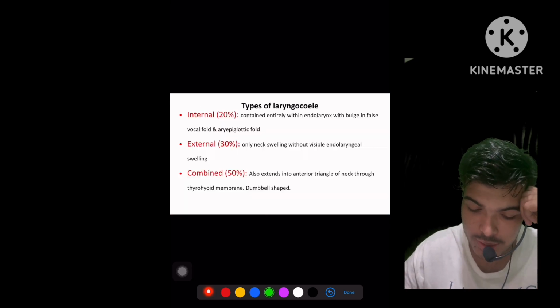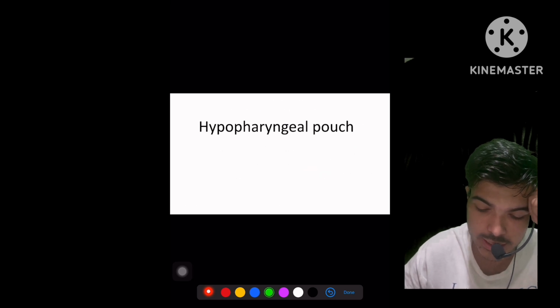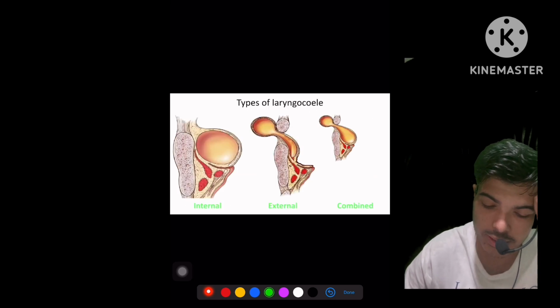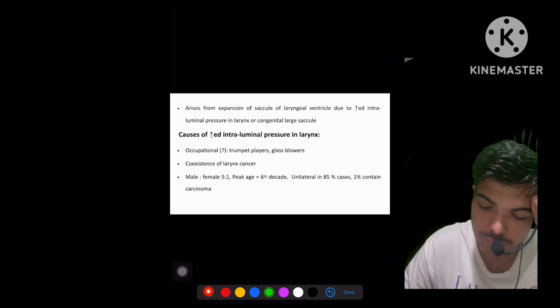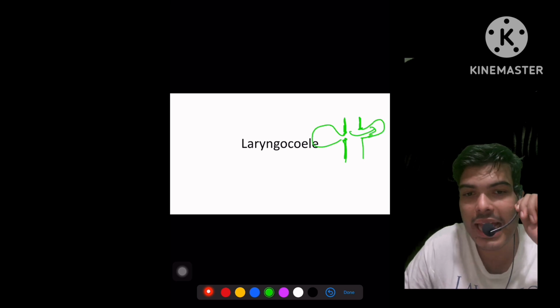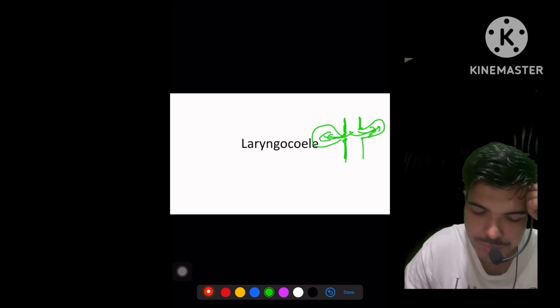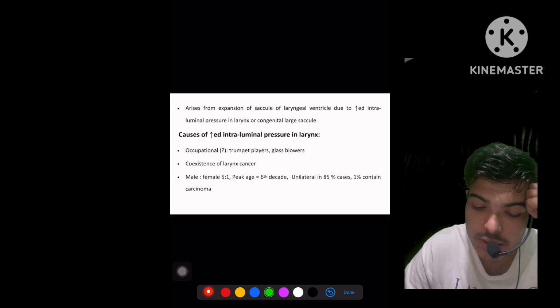So is there any diagram to explain? Okay, understand in this way. I'll write it over here itself. Suppose this is your quadrangular membrane and this is your conus elasticus. This area in between the true vocal cord and the false vocal cord, you just have this saccule, right? And there is air entrapment inside this, and this is known as laryngocele. Okay, this can be congenital, this can be acquired. It arises from the expansion of the saccule of the laryngeal ventricle.